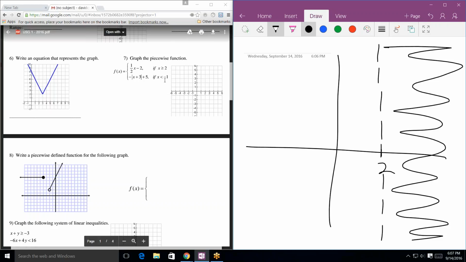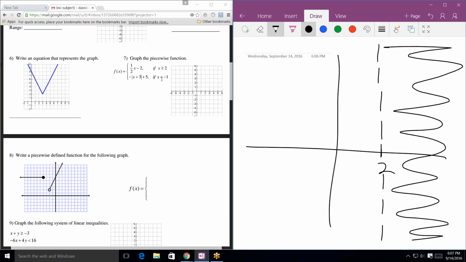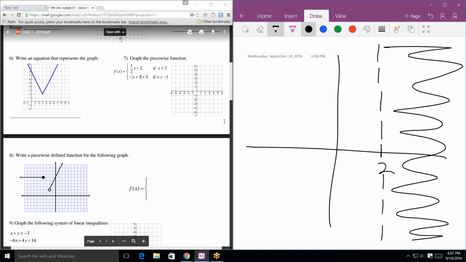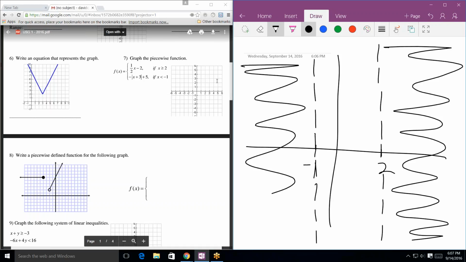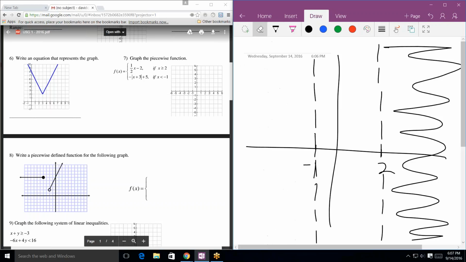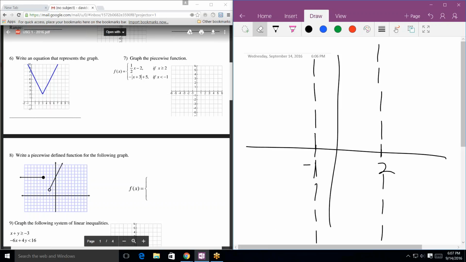And then when I go to the left of minus 1, I'm going to graph this. Well, minus 1 is over here. This is an odd piecewise function. Usually piecewise functions cover the entire domain. Well, this leaves a gap between minus 1 and 2. But I'm plotting this function over here in that area. Okay? And that's the way you want to think about it. So let me erase that and erase that.